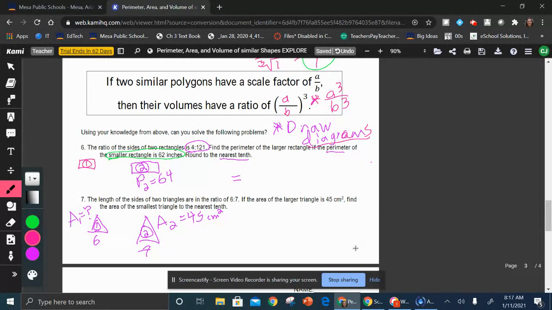Okay. So this one is 4. This one's 121. Okay. So it says find the perimeter of the larger one, if the perimeter of the smaller one is 64.